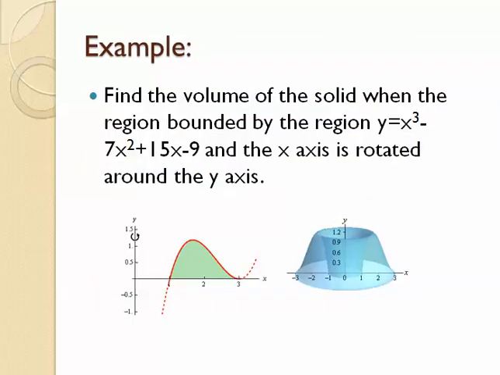In this example, we're going to find the volume when we take the region bounded by y equals x cubed minus 7x squared plus 15x minus 9 and the x-axis, and we're going to rotate that around the y-axis. So we're taking the part shaded in green and we're pivoting it around the y-axis. And you can see over at the right the shape that we got for our solid.